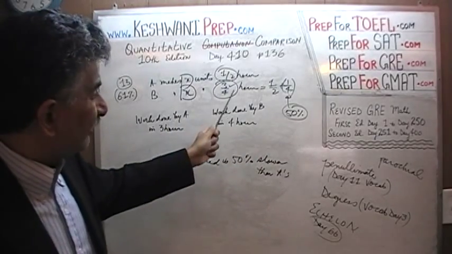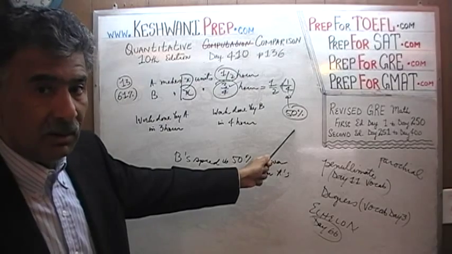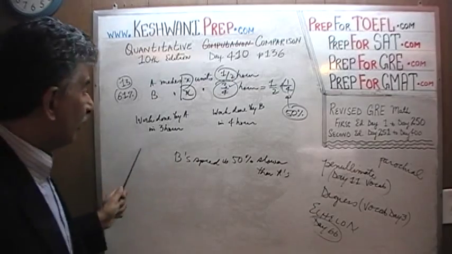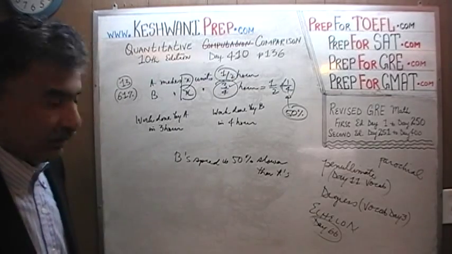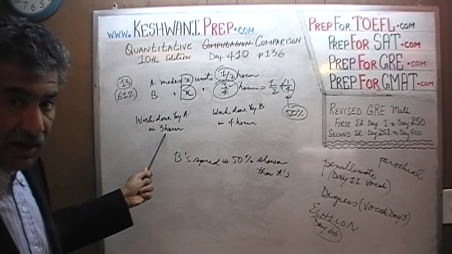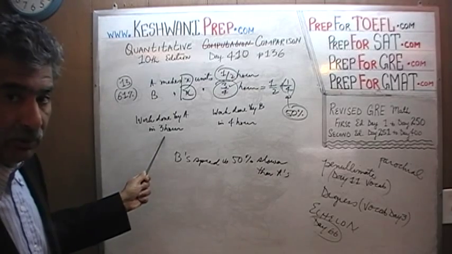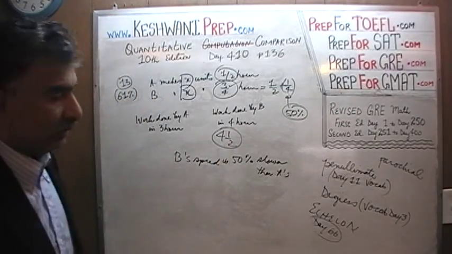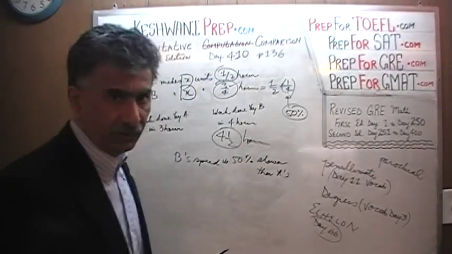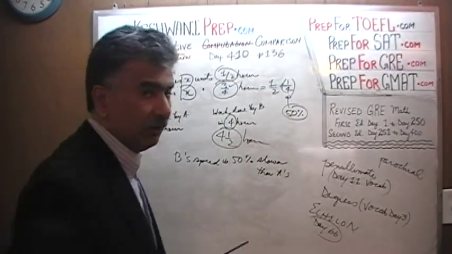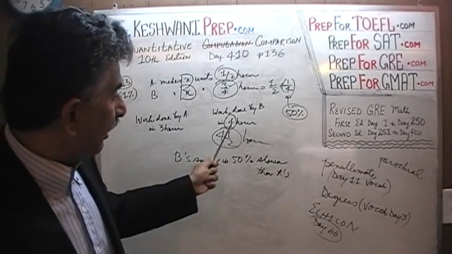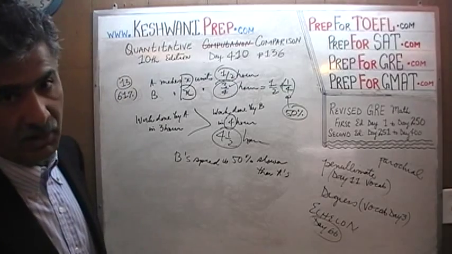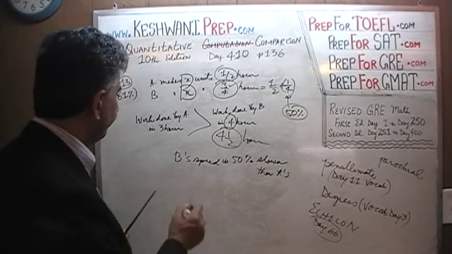Well, if B takes 50% more time to do the same amount of work, then whatever the amount of work that A will do in 3 hours, B will require 4.5 hours. He will require 50% more time. Since he doesn't have 4.5 hours, since he only has 4 hours, then the amount of work that he will do in 4 hours has to be less than the amount of work that A does in 3 hours. That's all. The answer is A.